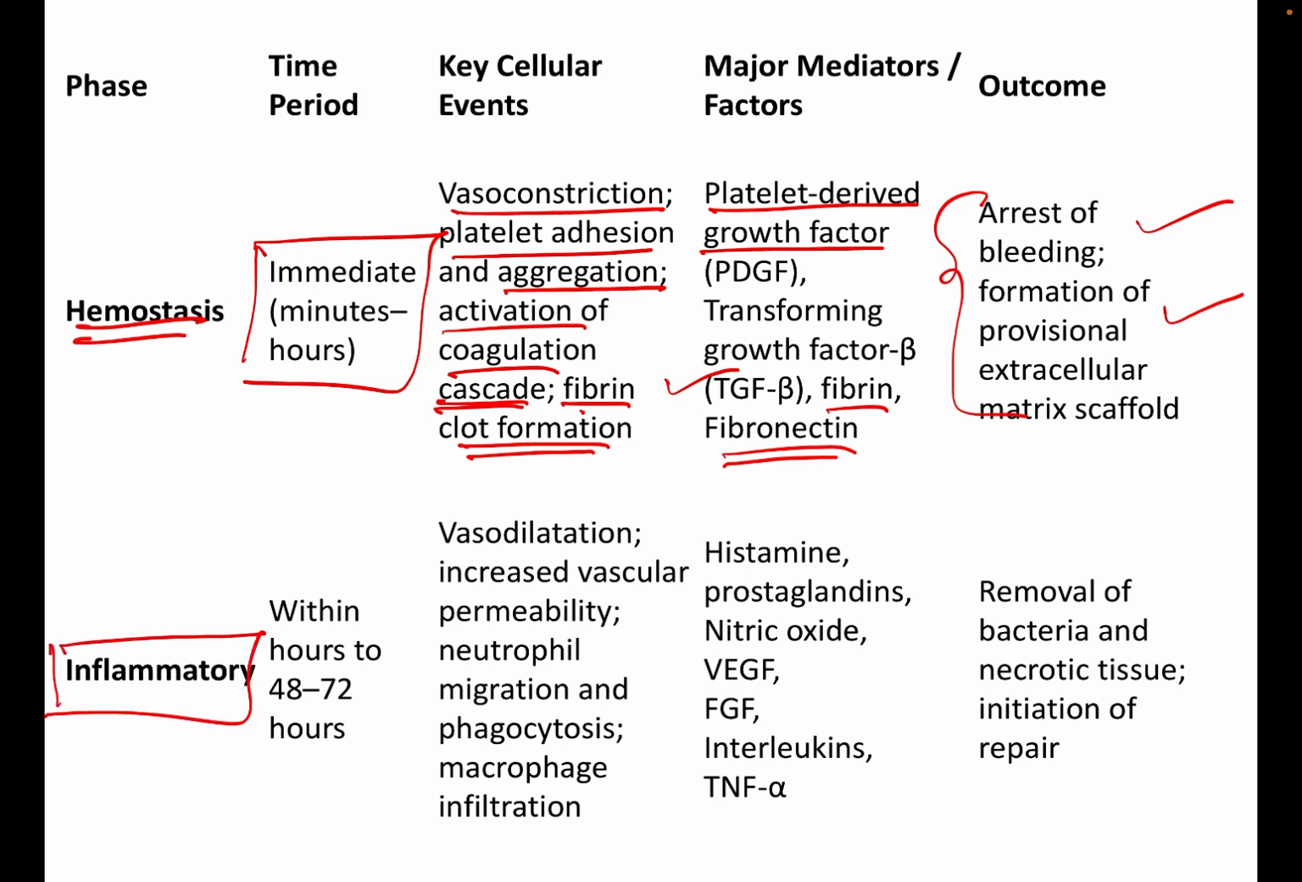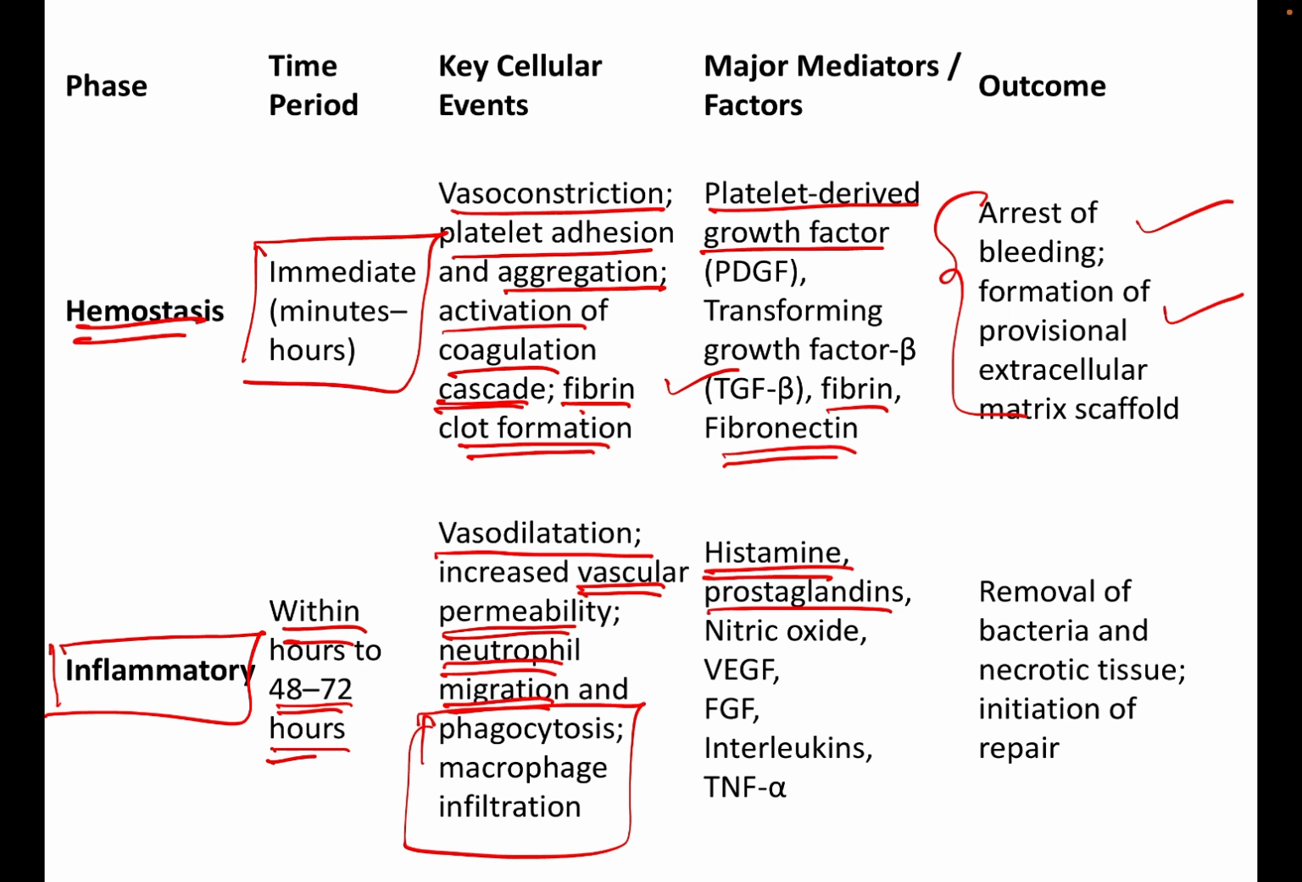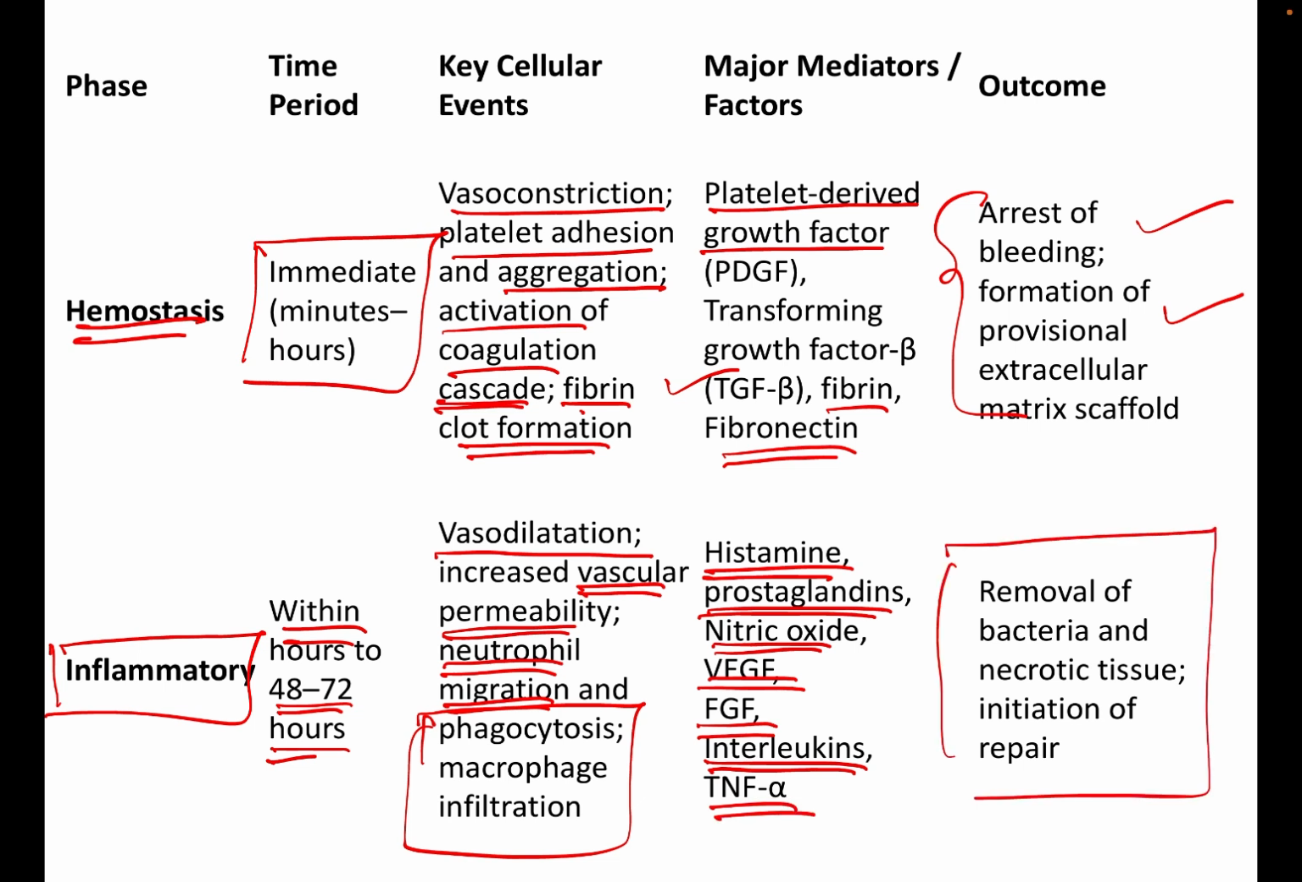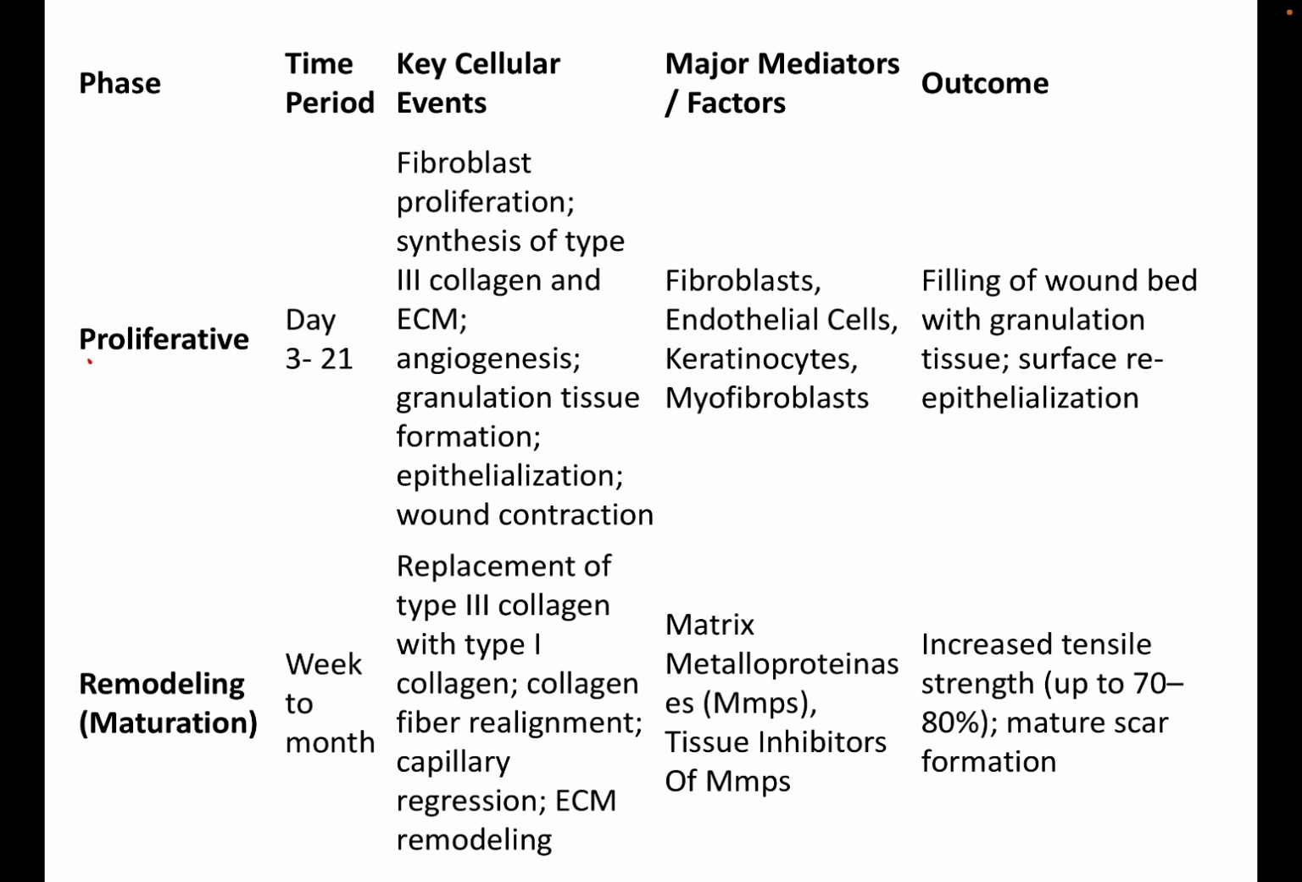In the inflammatory phase, which occurs within 48 to 72 hours, there will be vasodilation, increased vascular permeability, neutrophil migration, phagocytosis and macrophage infiltration. The major factors will be histamine, prostaglandin, nitric oxide, vascular endothelial growth factor, fibroblast growth factor, interleukins and TNF alpha. Here the main outcome is removal of bacterial or necrotic tissue and initiation of repair. Next, coming to the proliferative phase, it will take 3 to 21 days.